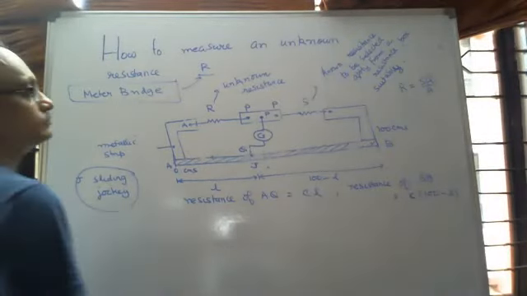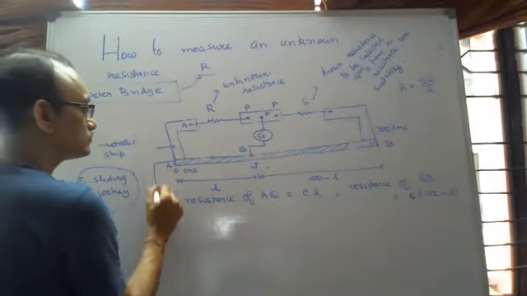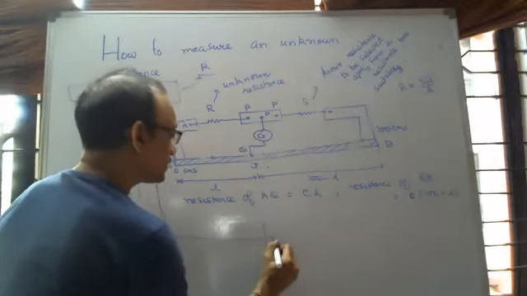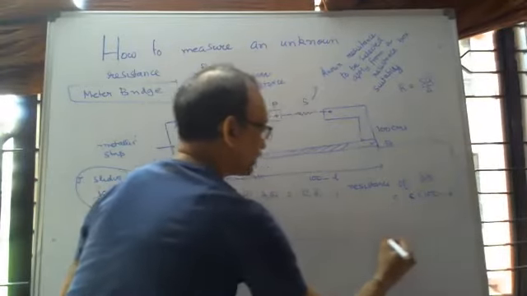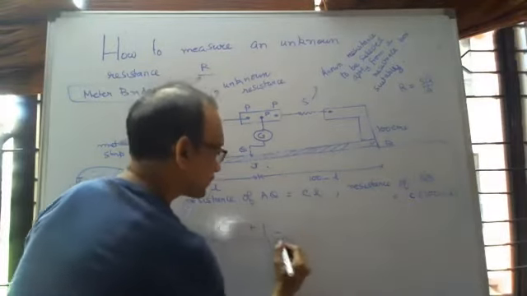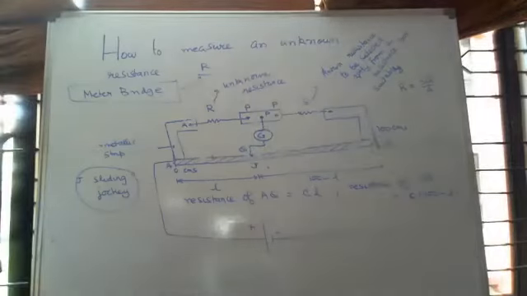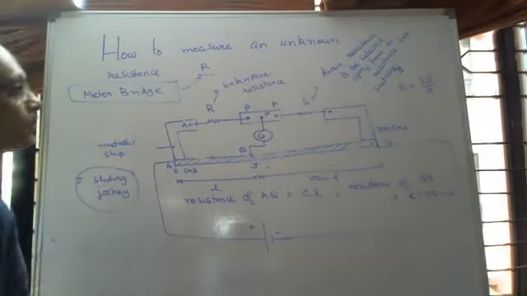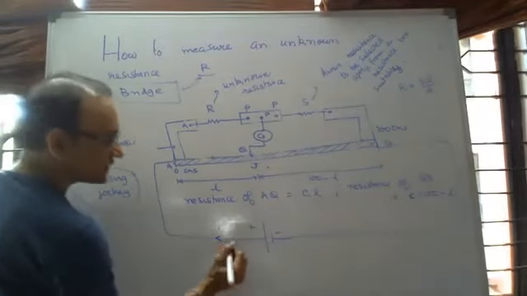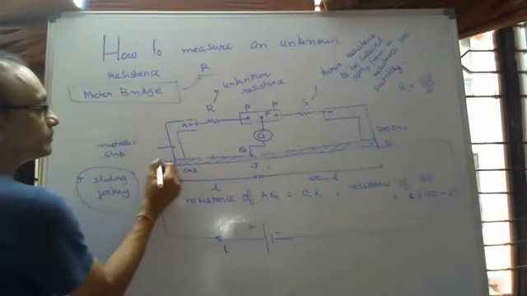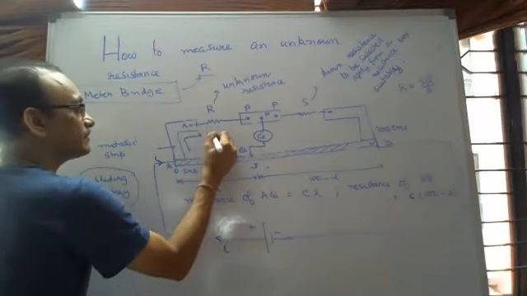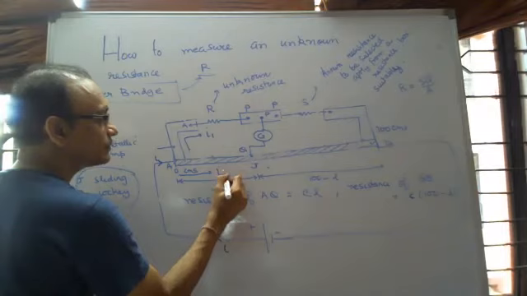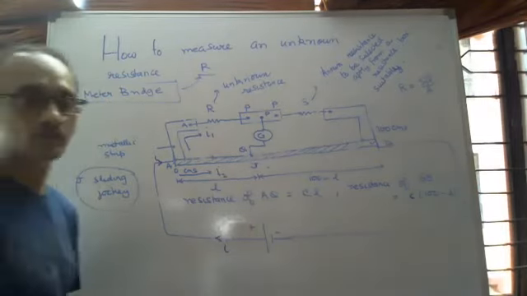Now a cell is connected here like this. Complete the diagram. The cell is connected like this. From that cell there is a current I that goes here, it comes to A, right? A part of that current, I1, goes here and a part, I2, comes here, right? Yes or no?